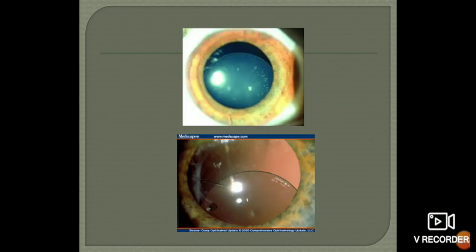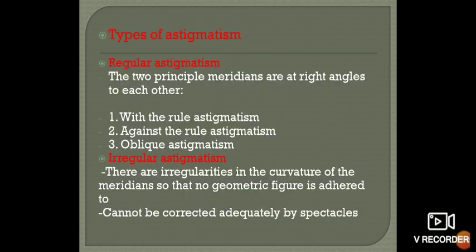Here you can see in the upper picture there is downward displacement of the natural lens. So this is one of the causes for astigmatism. In the picture below, you can see the IOL is not at the center. It is decentered and sinking downwards. Another cause for the lenticular type of astigmatism.